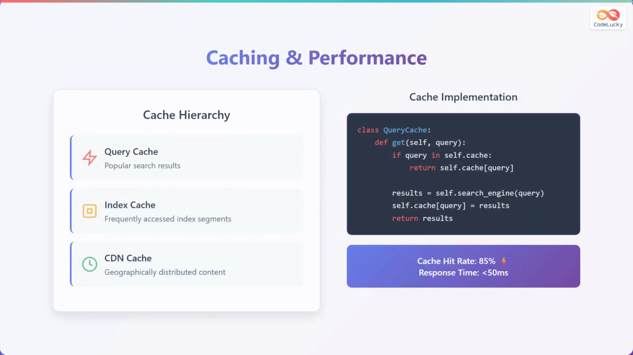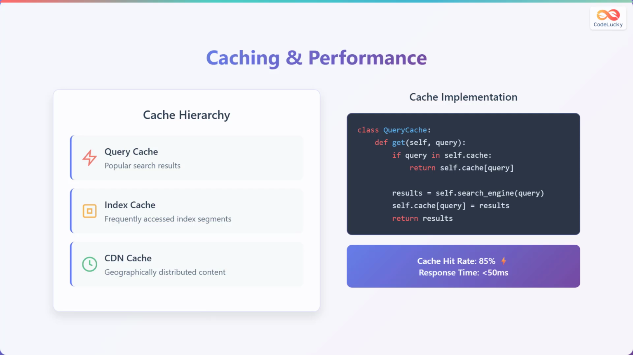Caching is essential for maintaining performance in a search engine. Different layers of caching are used. A query cache stores popular search results. An index cache stores frequently accessed index segments. And a content delivery network, or CDN, cache stores geographically distributed content.